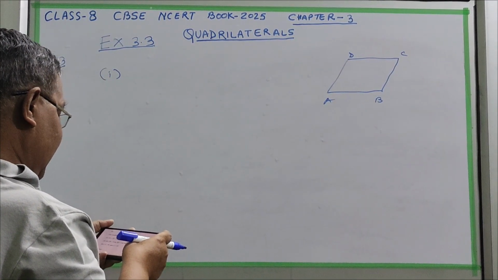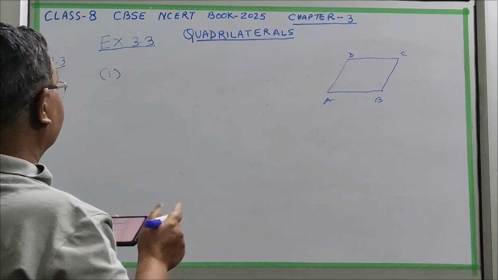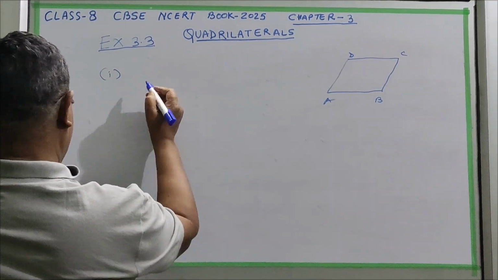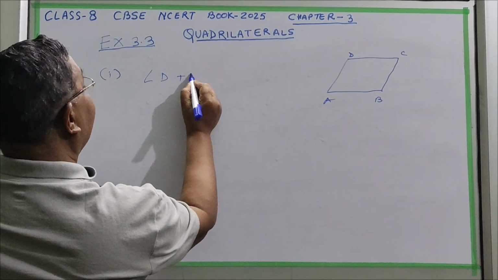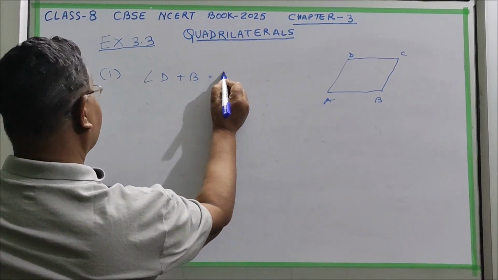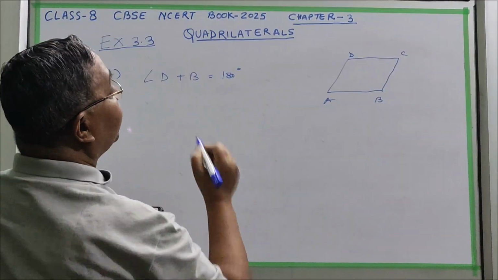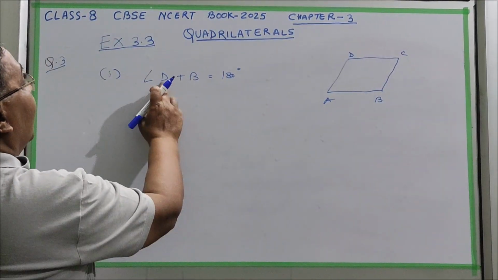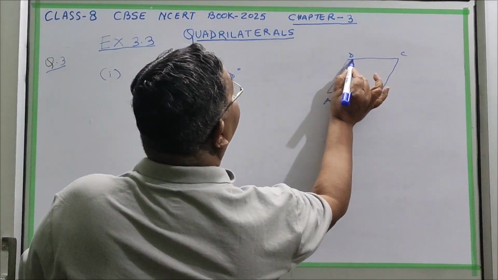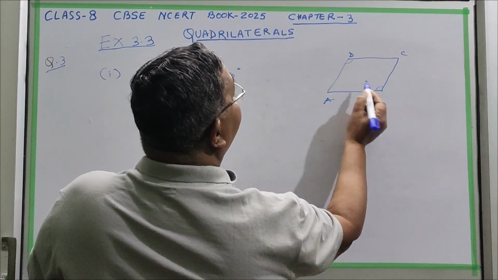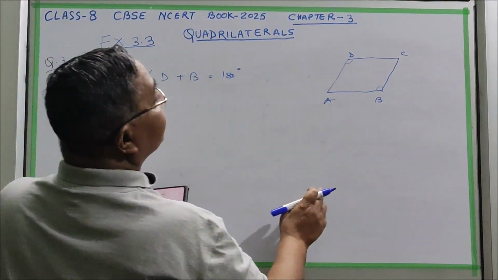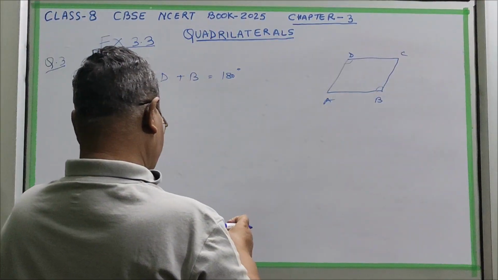So here angle D plus angle B. The question is, can a quadrilateral have angle D plus angle B equal to 180 degrees? Is it possible? They are asking. Angle D means this angle, angle B is this angle. So opposite angles are these, and we check if this is possible or not.